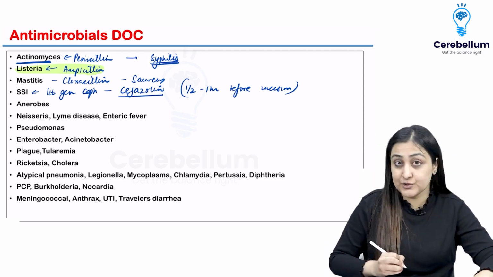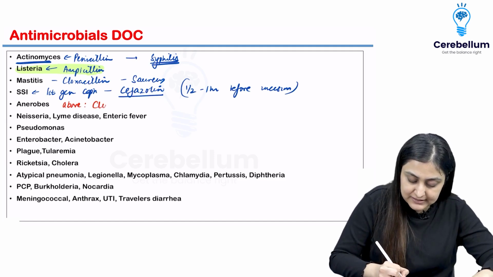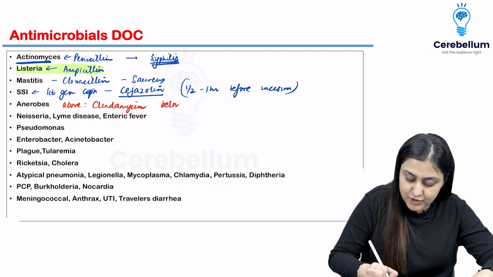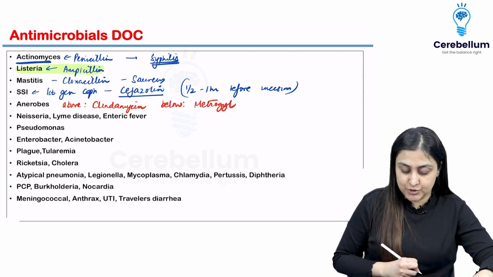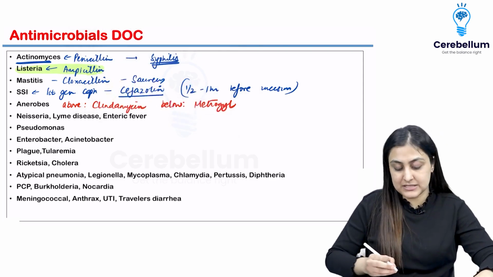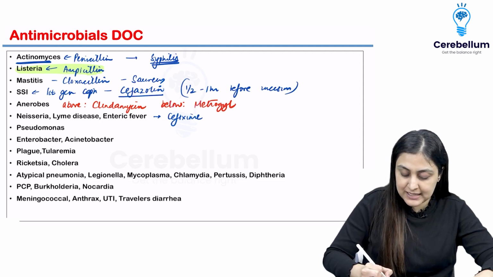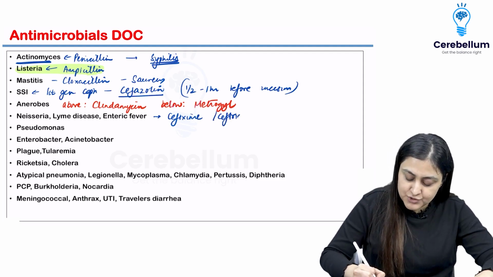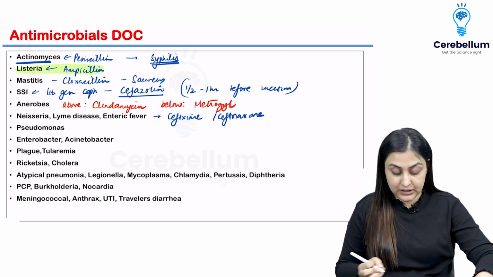As far as anaerobes are concerned, remember above the diaphragm the drug of choice is clindamycin, whereas below the diaphragm the drug of choice is metronidazole, metrogyl. Okay, so this is anaerobes. Very important for Neisseria, Lyme's disease, enteric fever, we have third generation, so you can give cefixime or ceftriaxone.